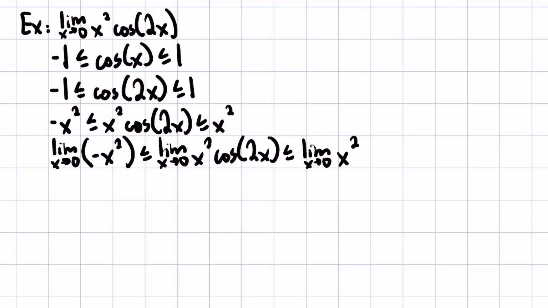All right, the limit as x approaches 0 of negative x squared, we can just plug in 0 there, and it's clear that this limit is 0. Over here, same thing. We plug in 0, and we just get that this limit is 0. And because this limit has to be greater than or equal to 0 and less than or equal to 0, that means it has to be equal to 0. All right, so that's our first example.